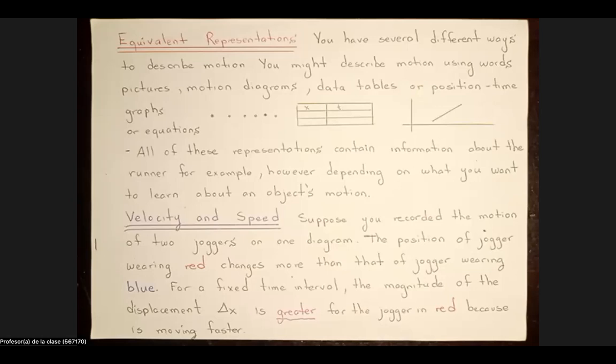A good 80s movie. So, okay, we can represent movement in different ways. All these representations contain information about the runner, for example. However, depending on what you want to learn about an object's motion, okay?